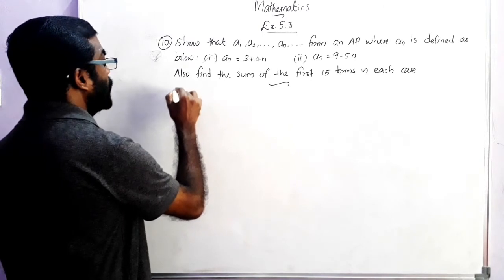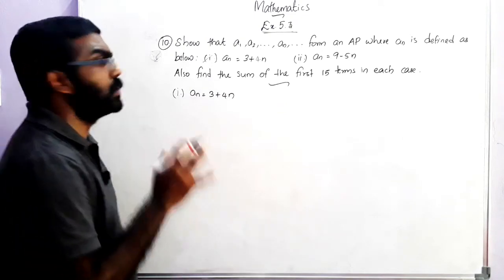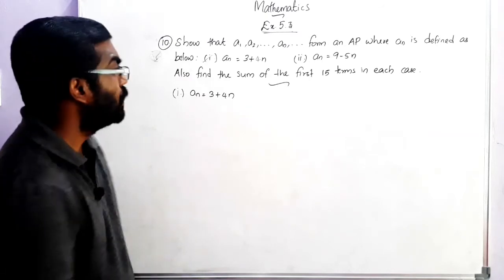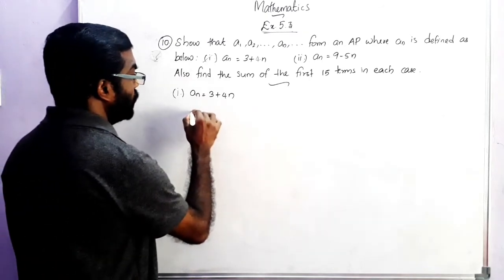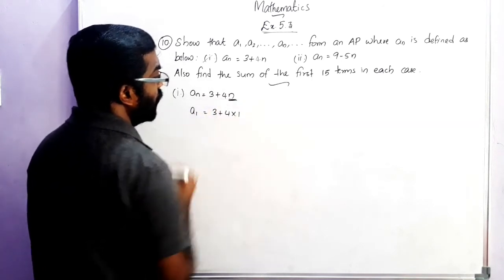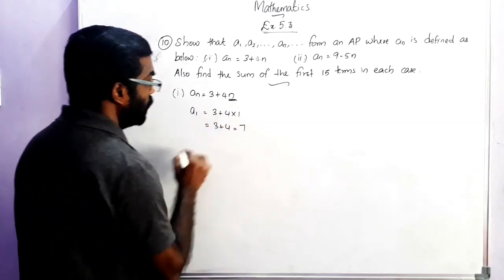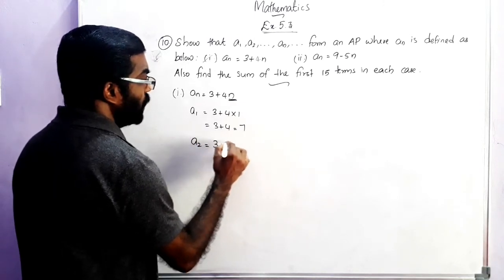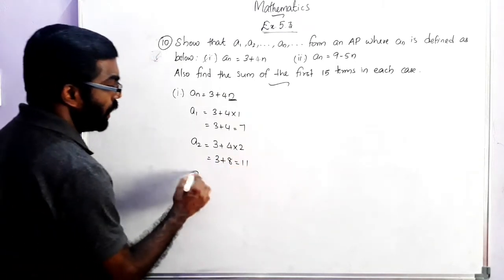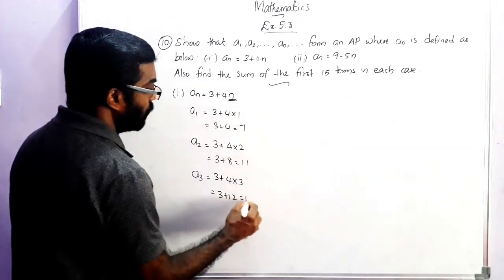So first we can take the first part, that is an is equal to 3 plus 4n. First of all we have to prove the given list of numbers forms an AP. So in order to prove that, we can find the terms. a1 is equal to 3 plus 4 into 1. So instead of n, we can replace the numbers 1, 2, 3 and so on. That is 3 plus 4, which is equal to 7. And a2 is equal to 3 plus 4 into 2, that is 3 plus 8, which is equal to 11. Clear? And a3, 3 plus 4 into 3, that is 3 plus 12, which is equal to 15, and so on.